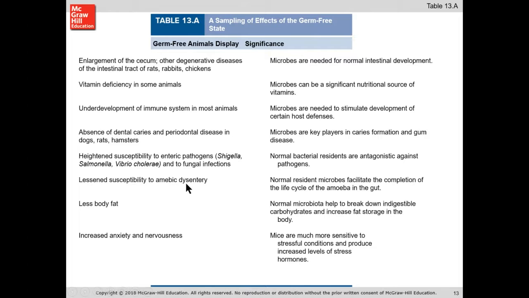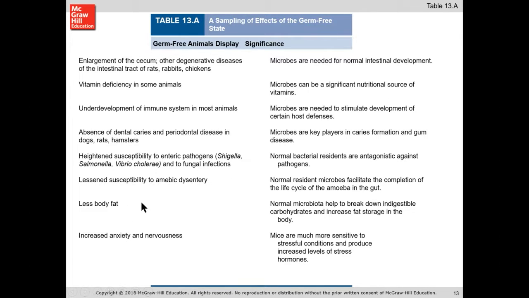Lessened susceptibility to amoebic dysentery, though. So this is interesting. Normal resident microbes facilitate the completion of the life cycle of the amoeba in the gut. So the amoeba are feeding on the normal gut bacteria probably, and so in that or other ways they are helping that amoeba survive in the gut so it can replicate. Without them, you don't have that problem. So that's one of the few benefits.